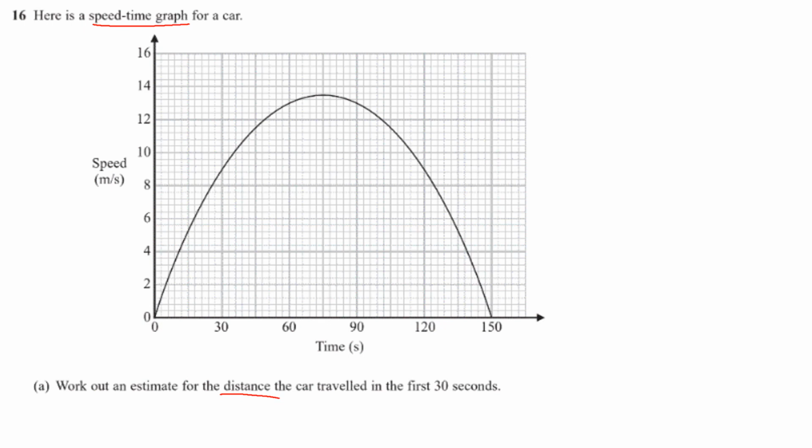So the first thing we need to do is establish something, that speed times time is equal to distance. And so therefore distance equals area underneath the curve. Okay? So now what we need to do is draw in some trapeziums to estimate the distance.